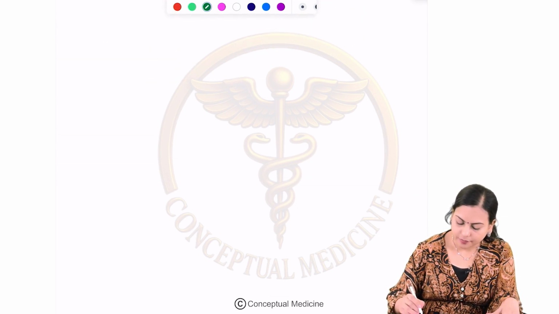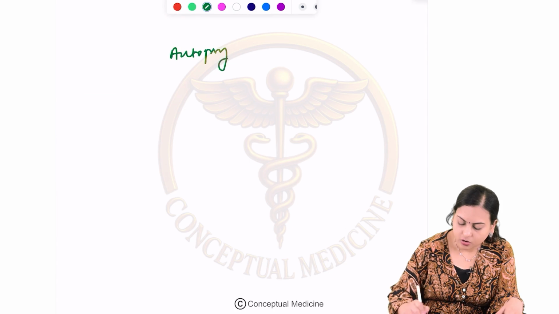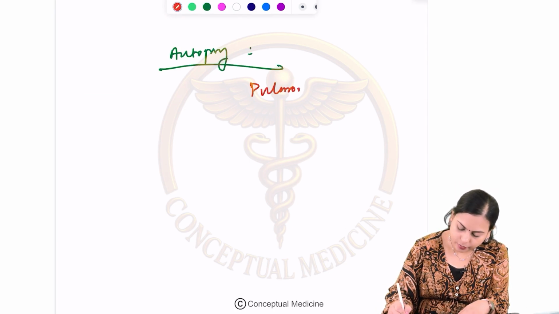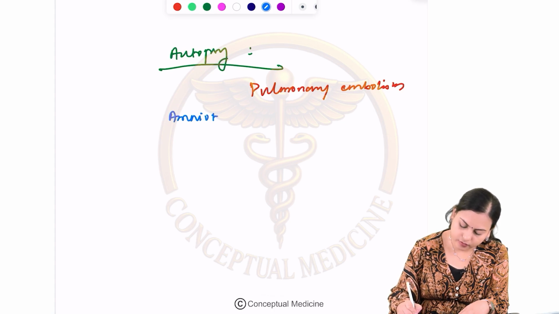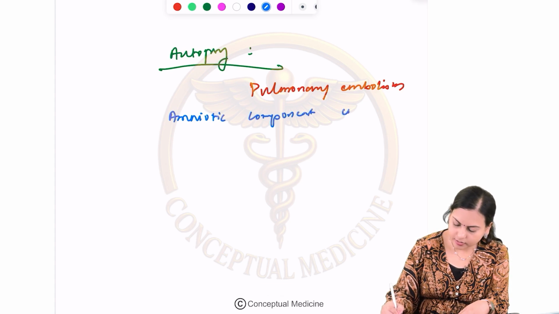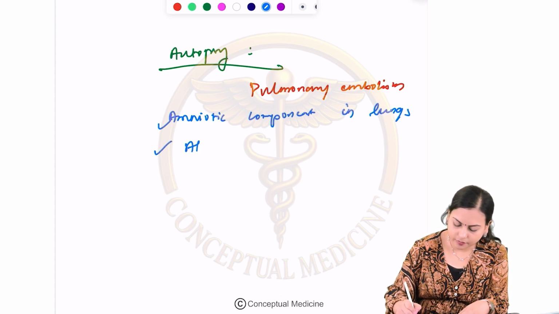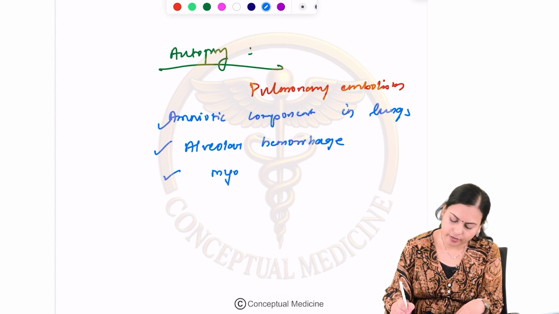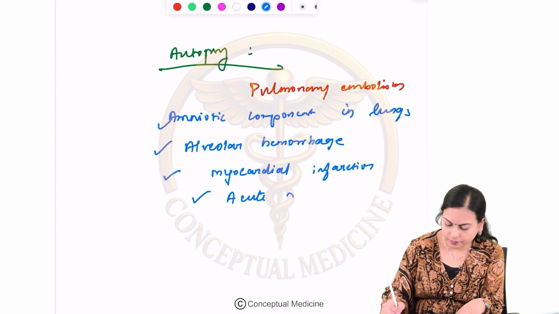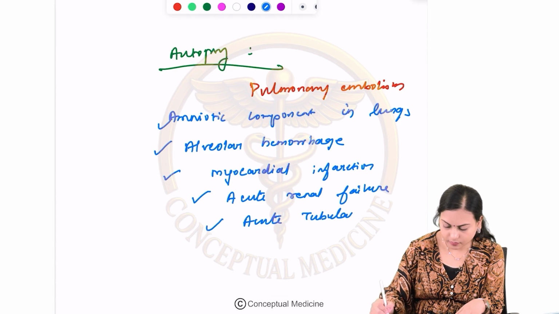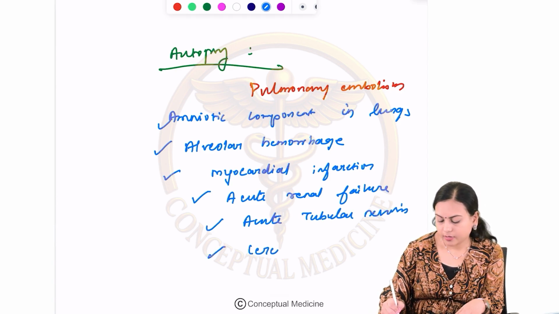When you do an autopsy of these women, you will be able to see pulmonary embolism features, like there can be an amniotic component in the lungs, alveolar hemorrhage, findings of myocardial infarction, acute renal failure, acute tubular necrosis, and even cerebral infarctions.